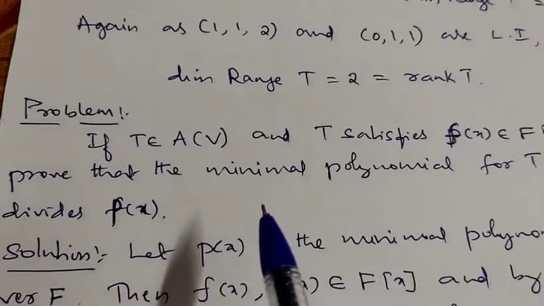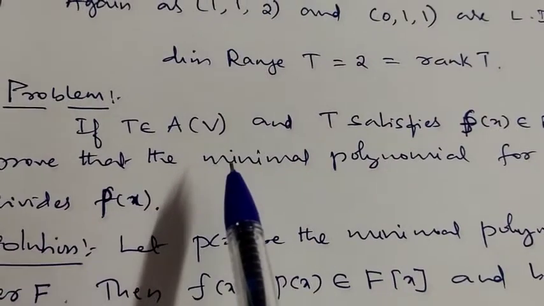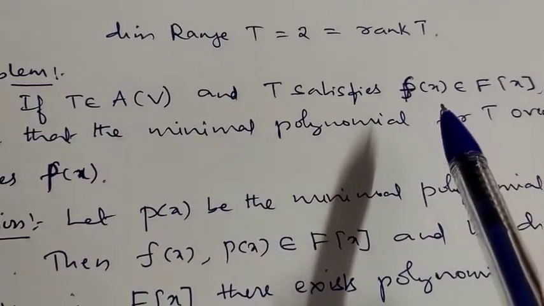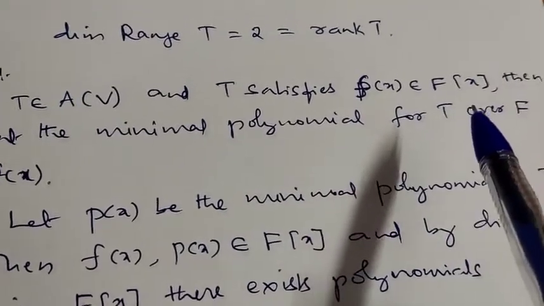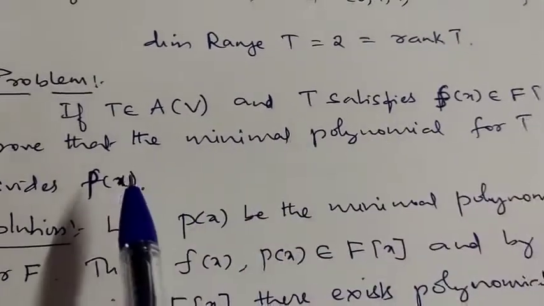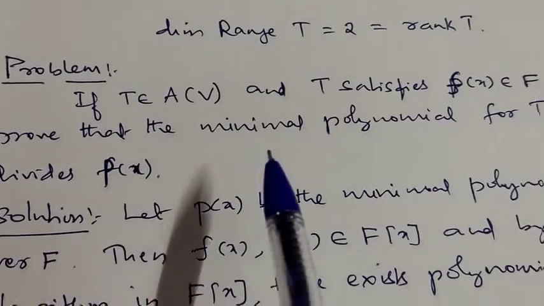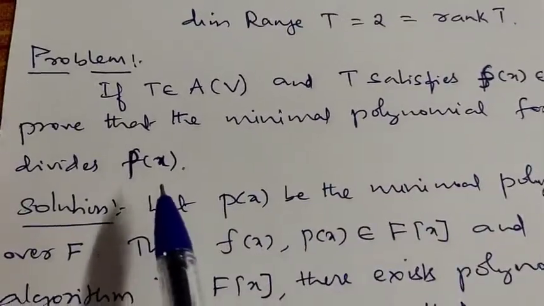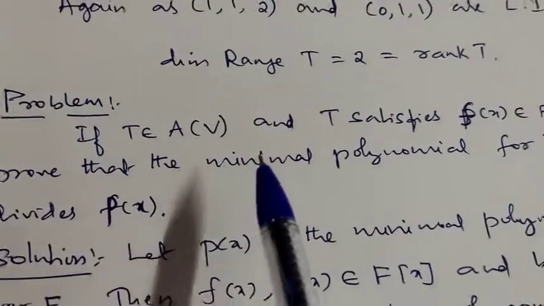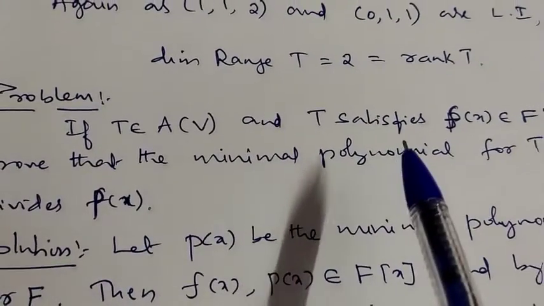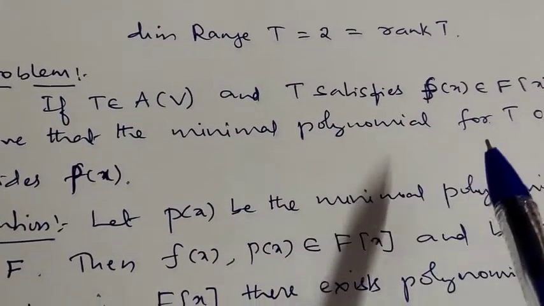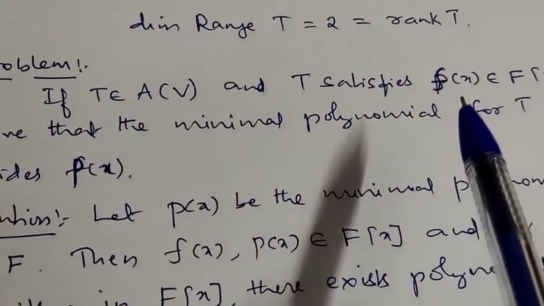Next let us take up one problem. Suppose T belongs to A(V) and T satisfies some polynomial, say f(x), belonging to F[x]. Then prove that the minimal polynomial for T over F divides f(x). So if T belongs to A(V) and if T satisfies f(x), then the minimal polynomial of T divides this polynomial f(x).